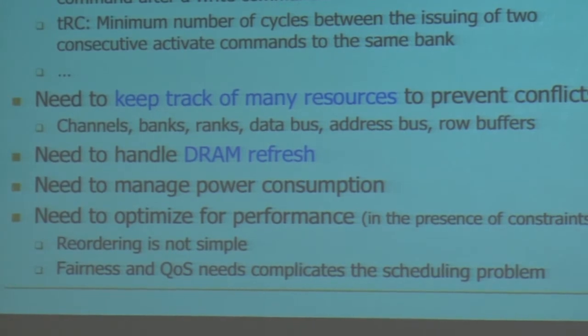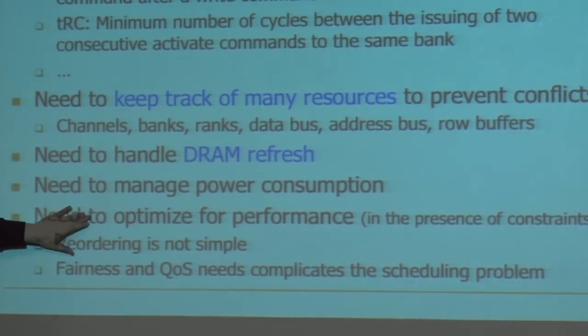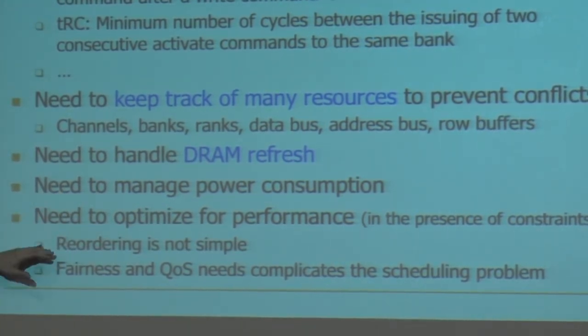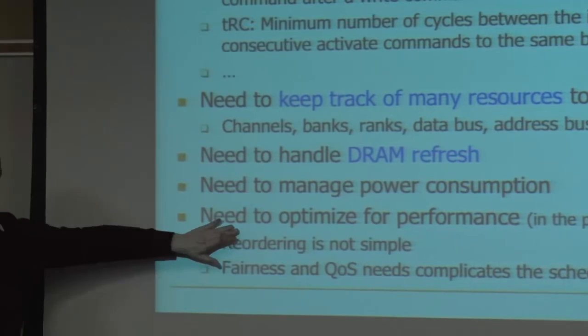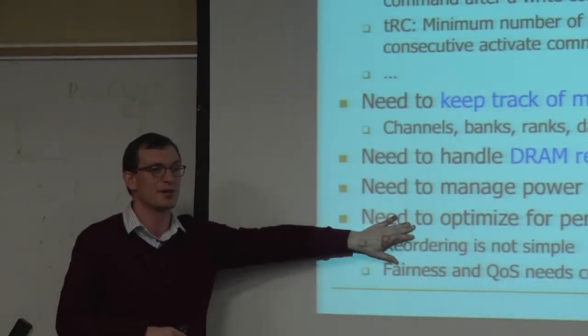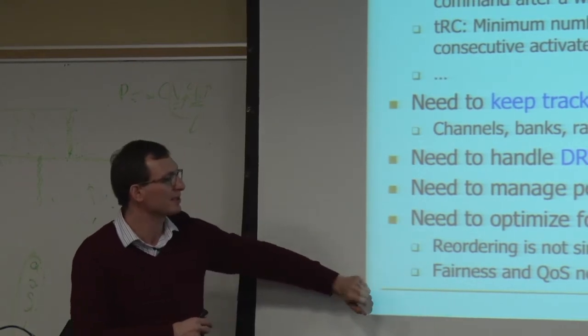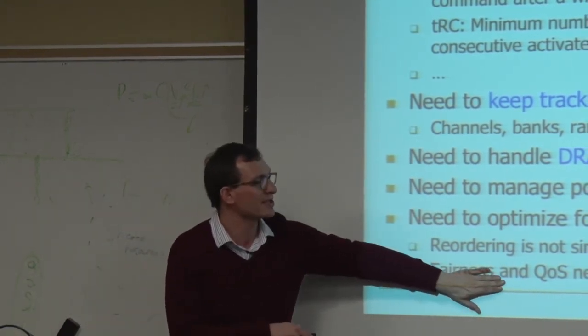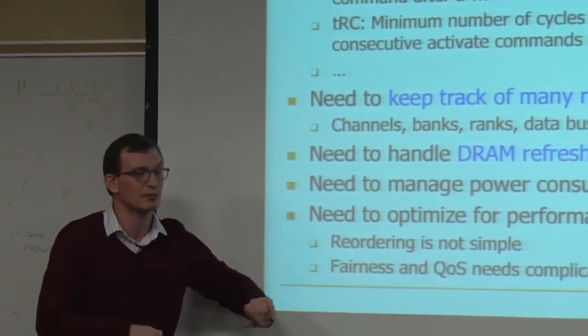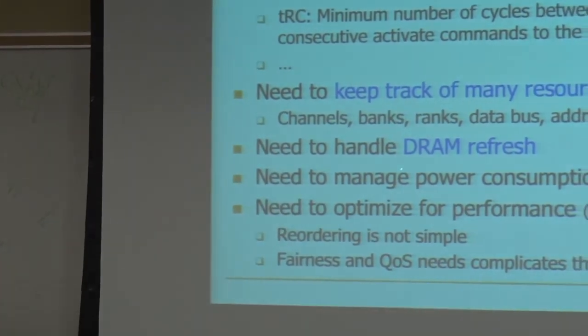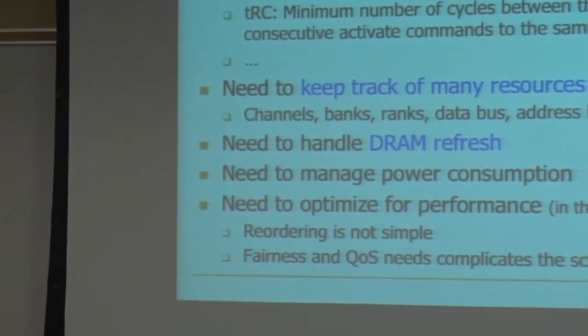Basically, what we've talked about was performance before, in the presence of all of these constraints. And as we've seen, reordering is not simple. We've talked about 3 major algorithms to actually do reordering, right? Even then, those are not the best because they do not take into account the full complexity of the system, multi-threaded applications, for example. And fairness and quality of service needs complicate the scheduling problem also. So for all of these reasons, it's difficult to design DRAM controllers.